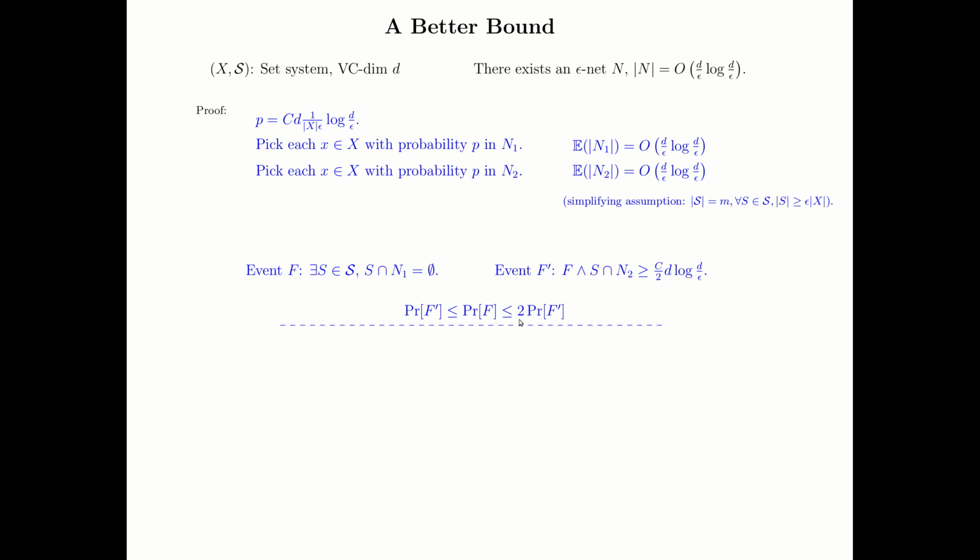Now let's look at a different way of considering these two samples. Let N be the union of these two samples. What does event F prime mean? Event F prime means the following: there exists some subset S such that there are k elements of it sampled in set N, and all of those elements come from N2.